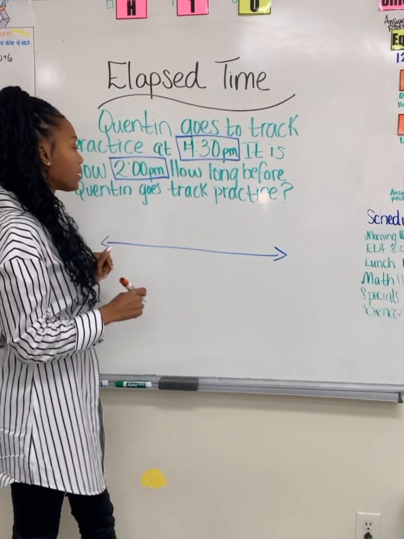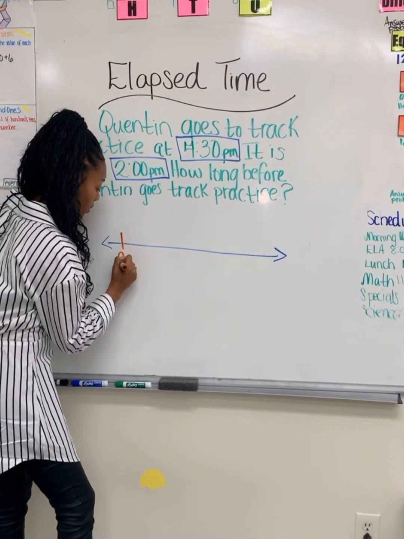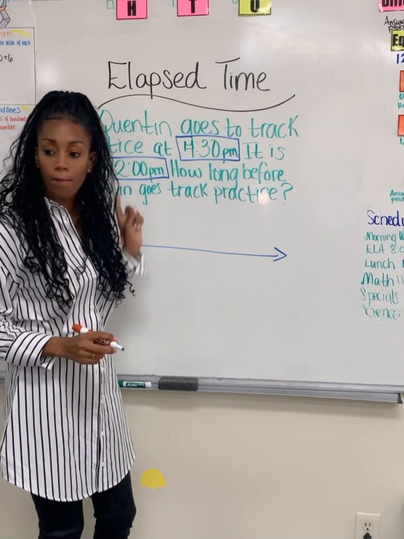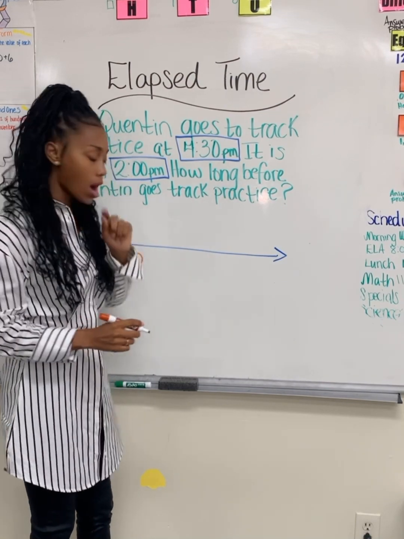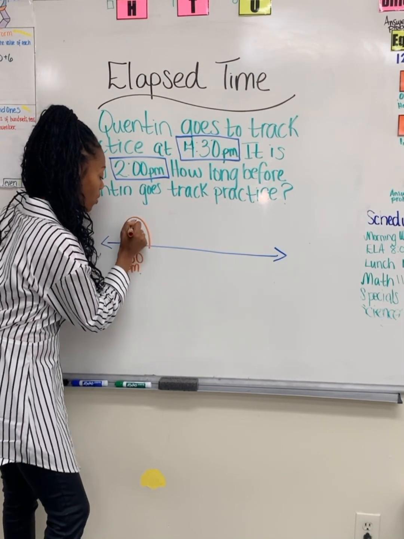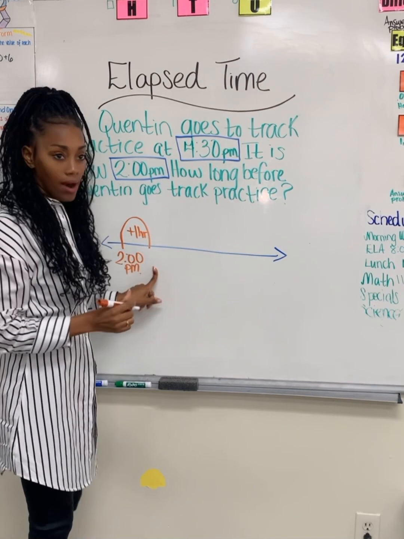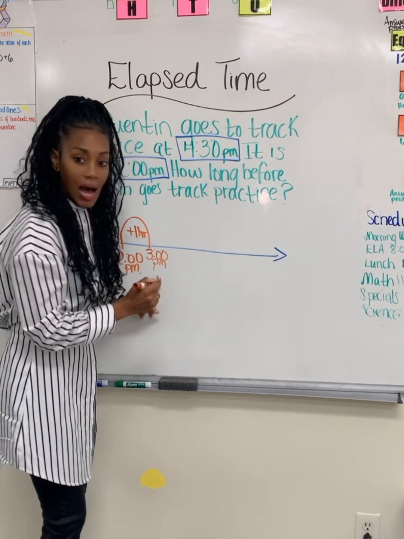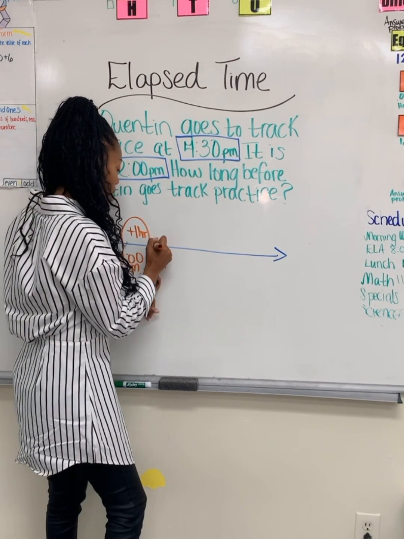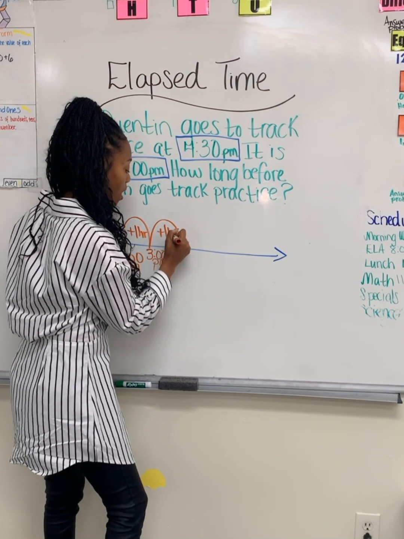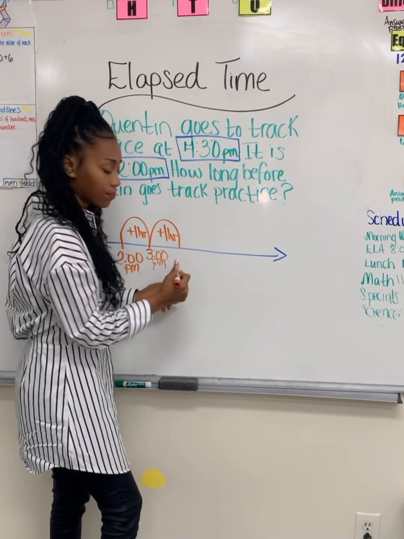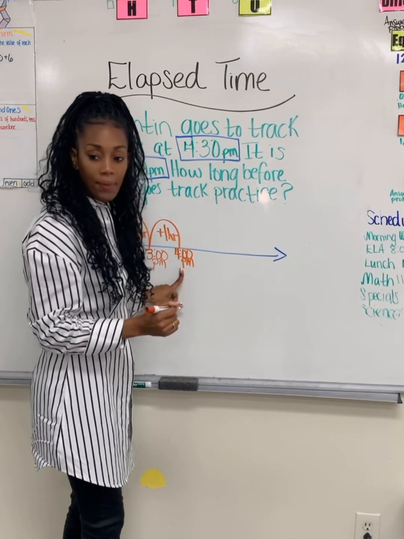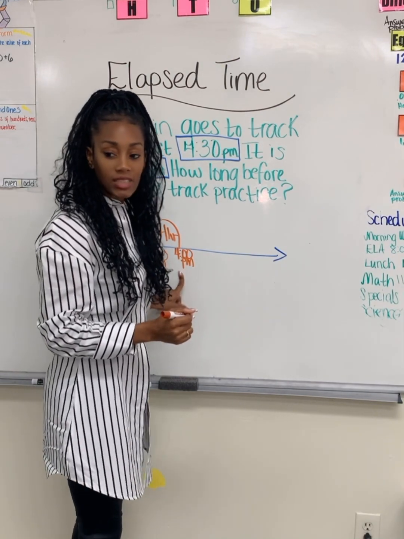I'm going to start my number line at 2 p.m. Okay, so I'm going to put 2 p.m. here. I'm going to jump by what? One hour. So 1 hour gives me what time now? 3 o'clock p.m. Do I stop or keep going? Keep going. I'm going to jump 1 hour again, that gives me what time? 4 o'clock p.m. Do I stop or keep going?